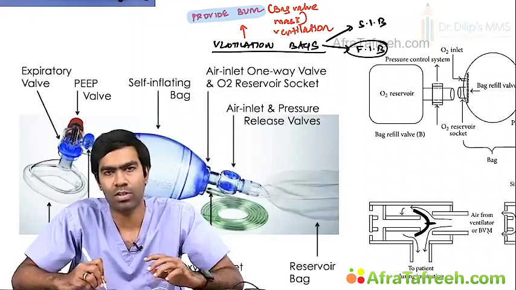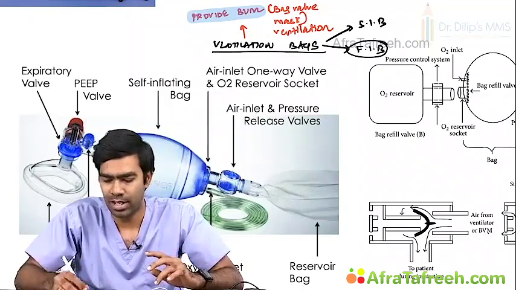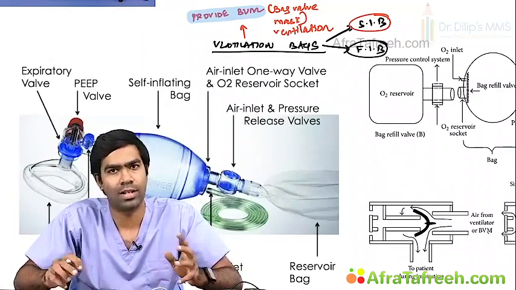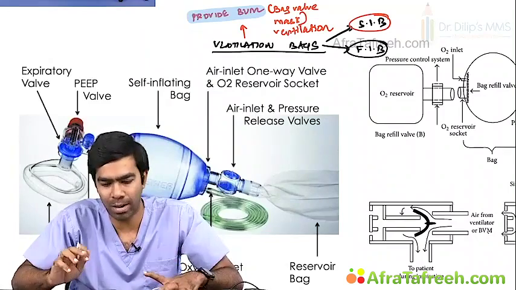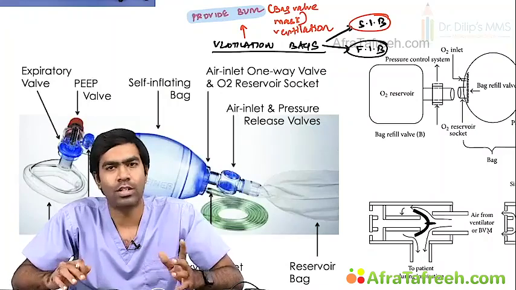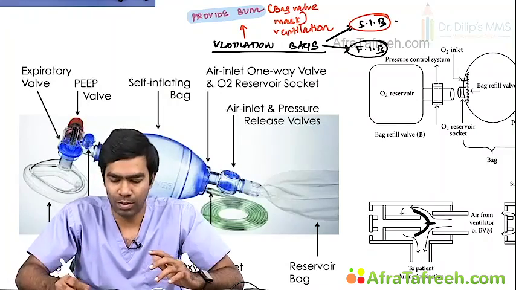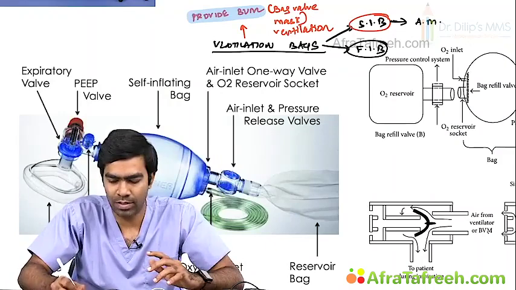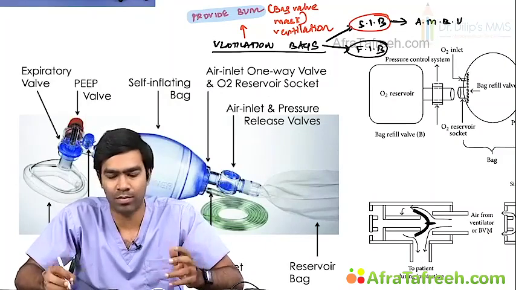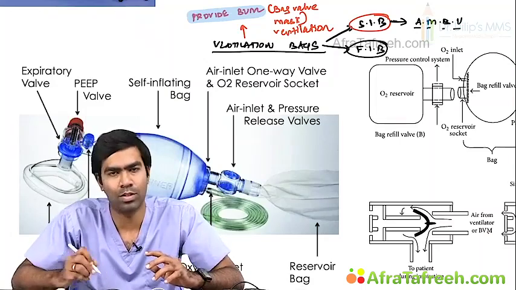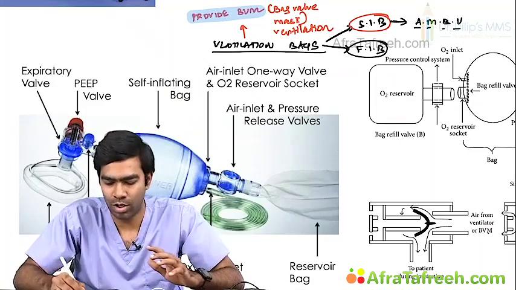These flow inflation bags are also referred to as anesthesia bags. Self-inflation bags, everyone knows that. AMBU, they call it AMBU. But remember, AMBU is not the name for this bag. Many textbooks even give an expansion for AMBU, artificial manual breathing unit. But no, that is not correct.